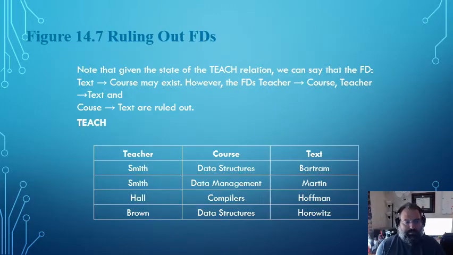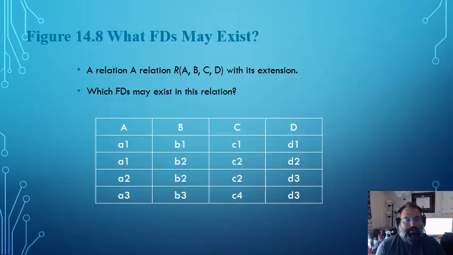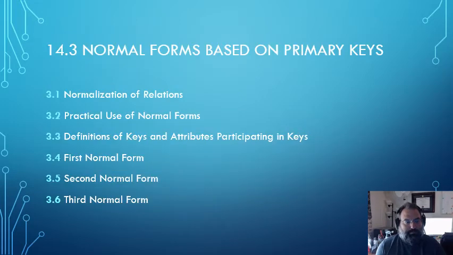Figure 14.7 is about ruling out functional dependencies. Note that given the state of the teach relation, we can say that the functional dependency text implies course may exist. However, the functional dependencies teacher implies course, teacher implies text, and course implies text are ruled out. Given a relation R of A, B, C, D with its extension, which functional dependencies exist in this relation? Normal forms based on primary keys.